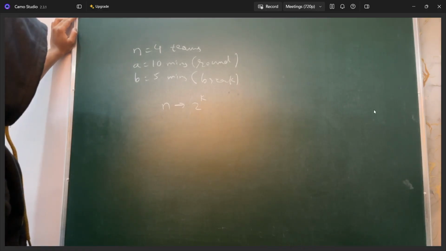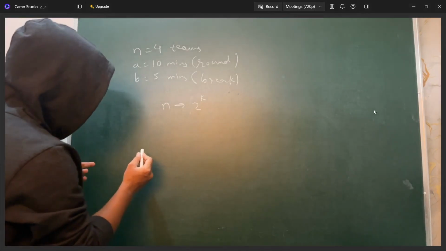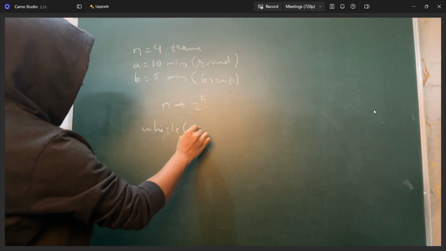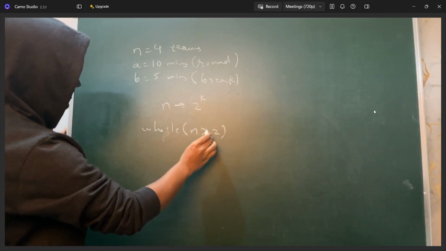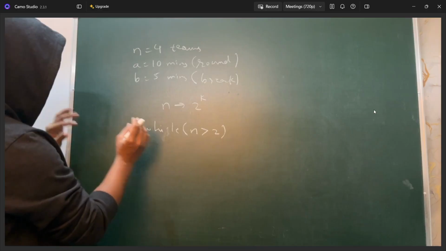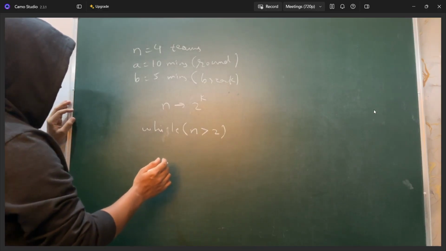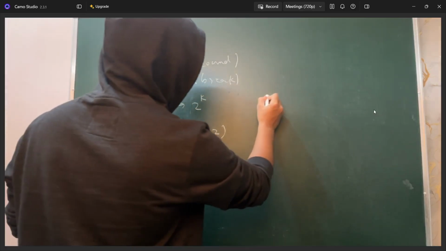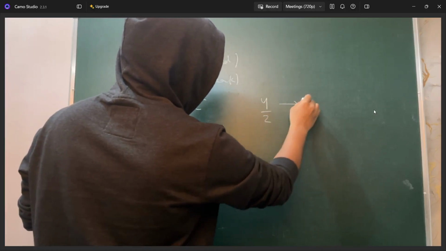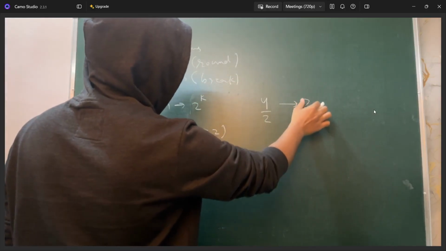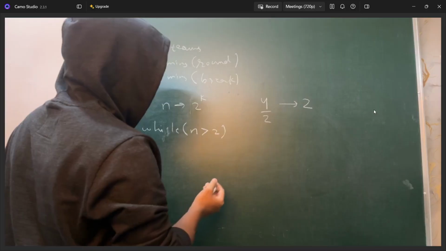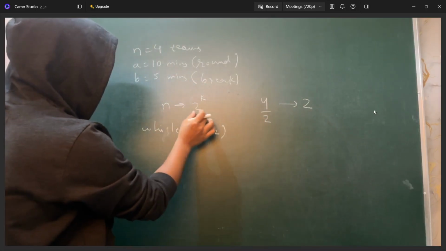So now what I'll be doing is taking a while loop in which n is greater than 2. I'll be taking a while loop that runs each time, whenever n is greater than 2. And as you know, we had 4 teams, and if you divide it by 2, only 2 teams will be going to the next round, and 2 teams will be getting eliminated. That is obvious, because we have n as a power of 2.